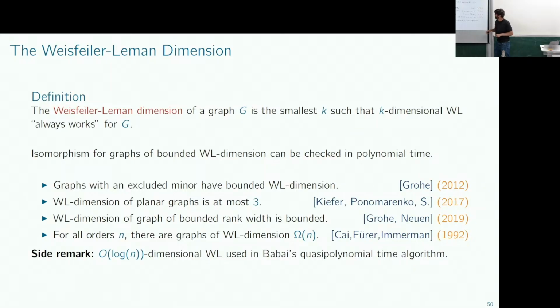So, for example, there's a really nice book by Martin Grohe which shows that graphs with excluded minor have bounded Weisfeiler-Leman dimension. And for example, planar graphs have dimension at most 3. There's some nice planar embedding stuff and so forth. Some interesting graphs pop up here. Then I had to put in this line for rank width. Weisfeiler-Leman dimension is bounded for rank width.